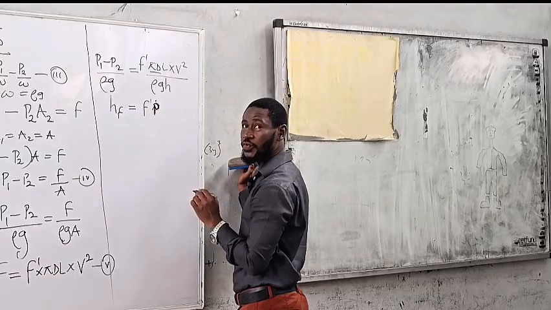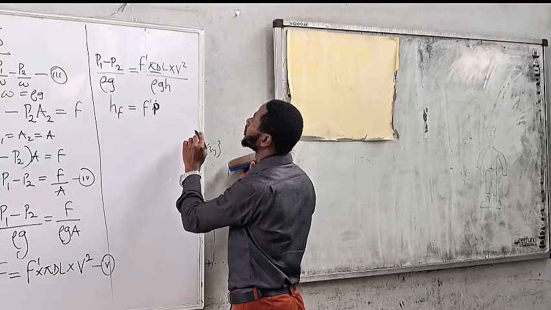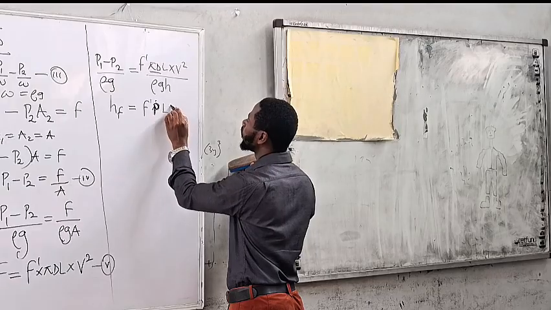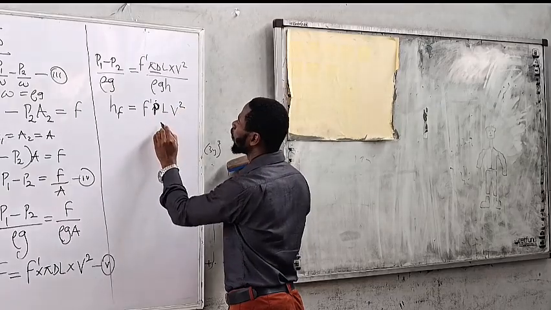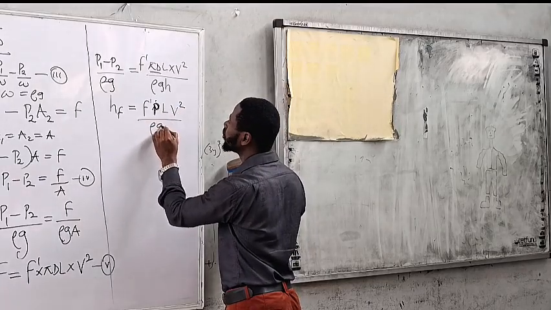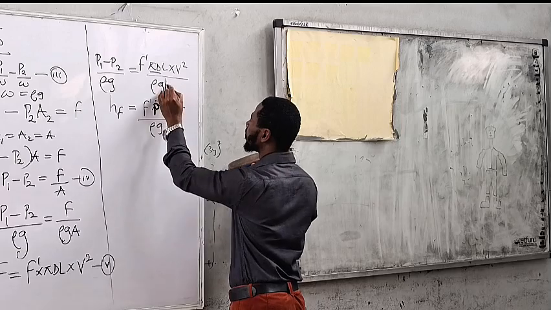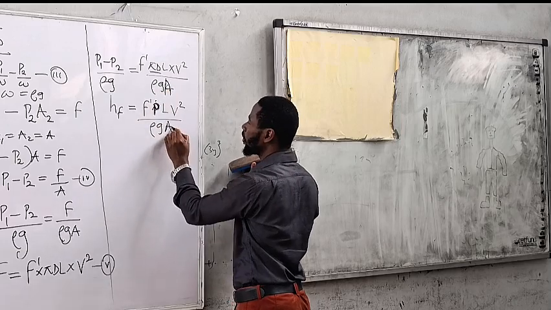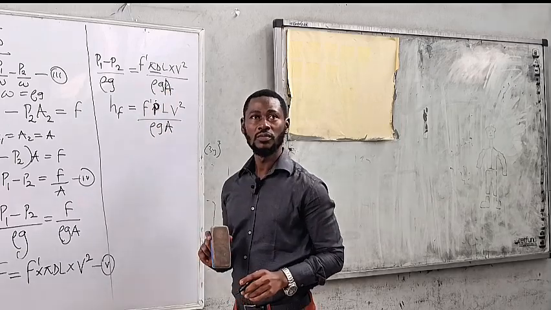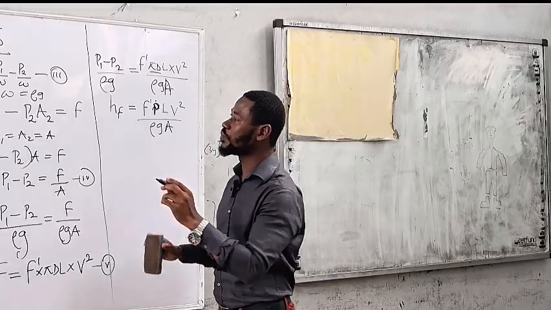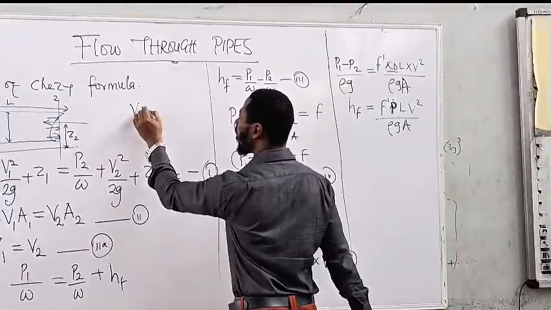Let's put a dot to differentiate it from pressure. So we have L, we have V square over rho G A. So what are we looking for? We want to make the expression to be of this form.